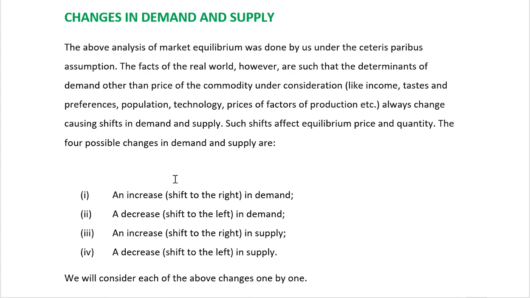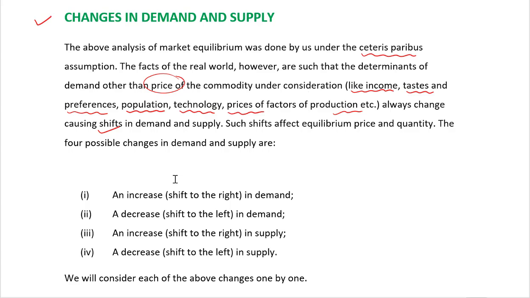The next topic is changes in demand and supply. The above analysis of market equilibrium was done under ceteris paribus assumptions, other things being equal. The facts of the real world, however, are such that the determinants of demand other than the price of the commodity under consideration, like income of the consumer, taste and preference of the consumer, population, technology, prices of factors of production, etc., always change, causing a shift in demand and supply. Such shifts affect equilibrium price and quantity.